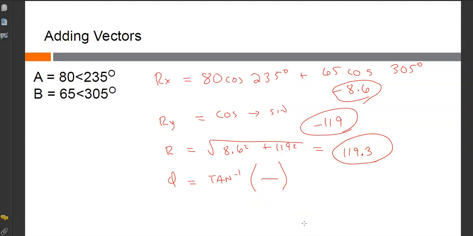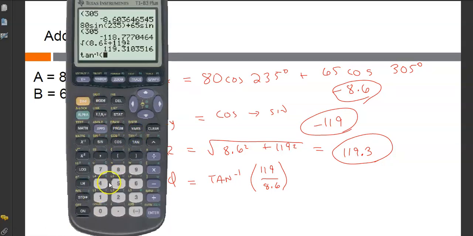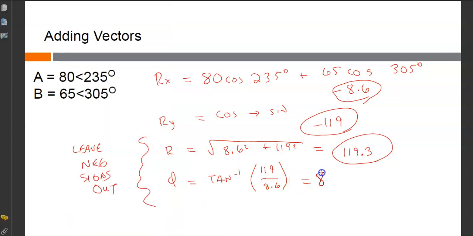When I get right here, I need to take the arctangent of the second number over the first number. And again, leave the negative signs out. So 119 over 8.6 like that. Just leave the negative signs out on both of these. And that would look like this. Second tangent, 119 divided by 8.6 is 85.86. I'm going to go with an 86 right there just to make life easy. Maybe you want another digit in there, but I know I've got to fix that.